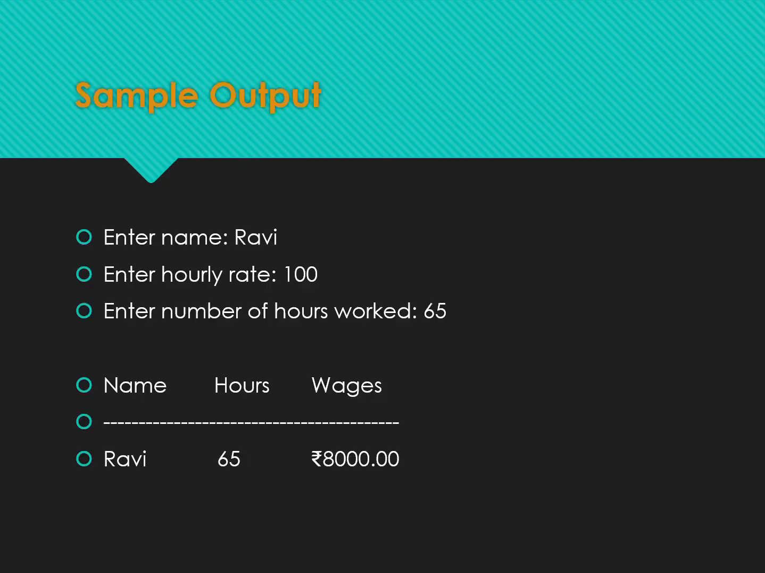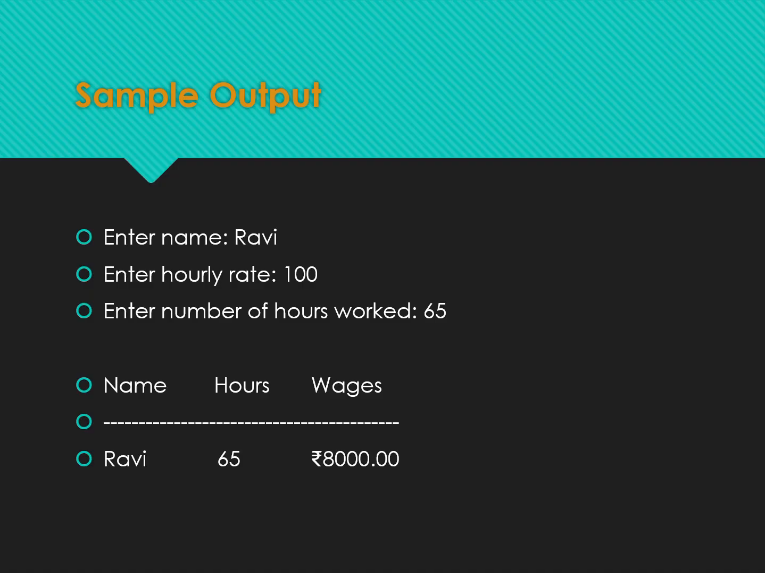Let's now look at a sample output of the Java program in action. Here, the program begins by prompting the user to enter three inputs. The name of the security guard, in this case, Ravi. The hourly wage rate, entered as 100 rupees. And the total hours worked during the week, which is 65 hours. Once the input is provided, the program calculates the total wage using the callWage method.